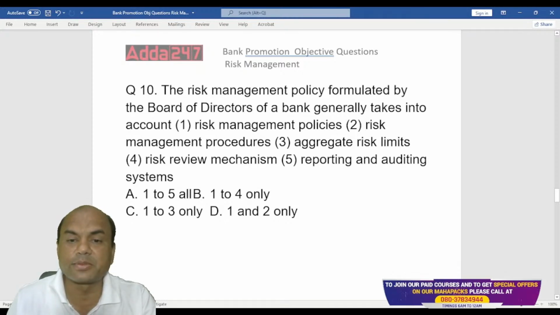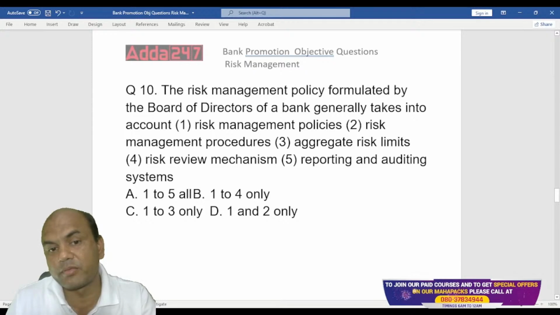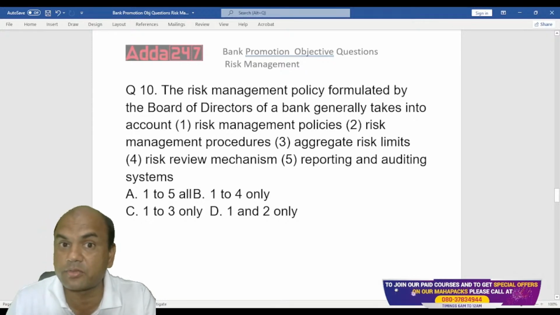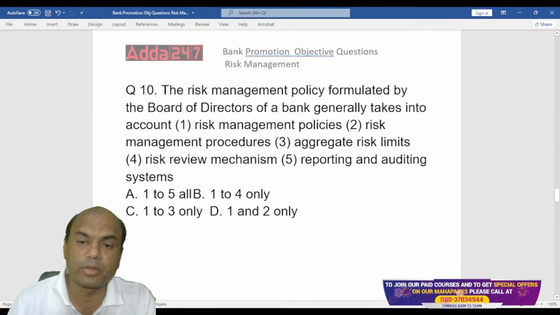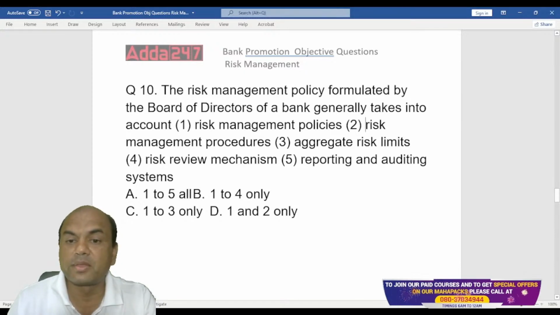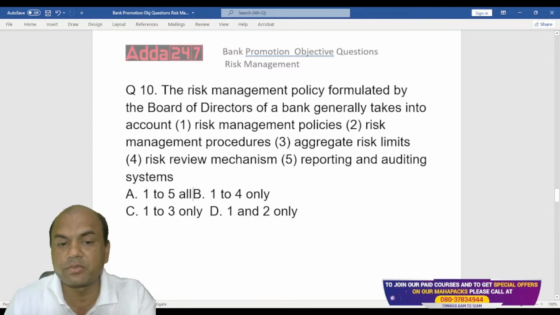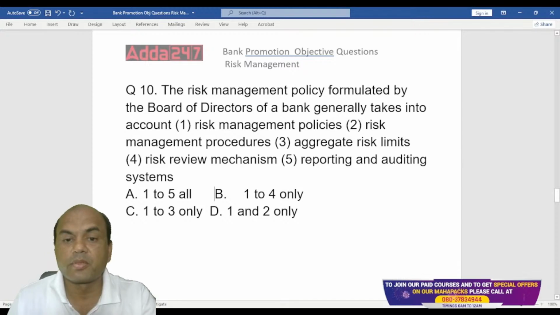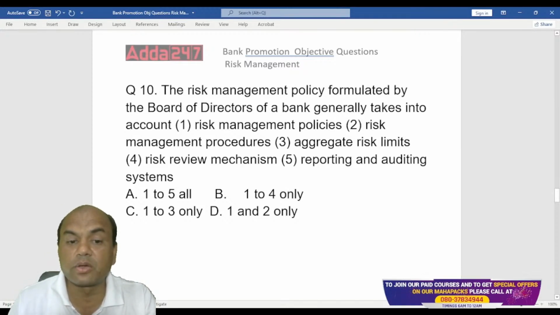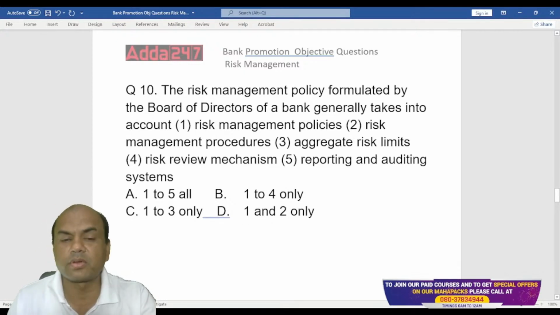Okay? Risk management policies, risk management procedures, aggregate risk limits, risk review mechanisms, and reporting and audit systems. So this risk management policy of any bank is designed by the board of directors. Here, the board of directors will always think of the policies. So they'll have policies, then procedures, then risk limits, mechanism, and auditing. A is 1 to 5 all. B is 1 to 4 only. 1 to 4 means reporting won't be there. C is 1 to 3 only. And D is 1 and 2 only. So what is the answer?